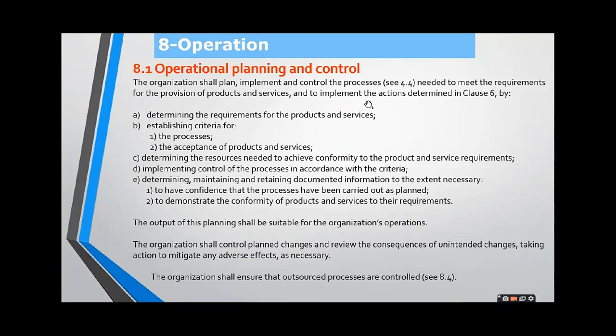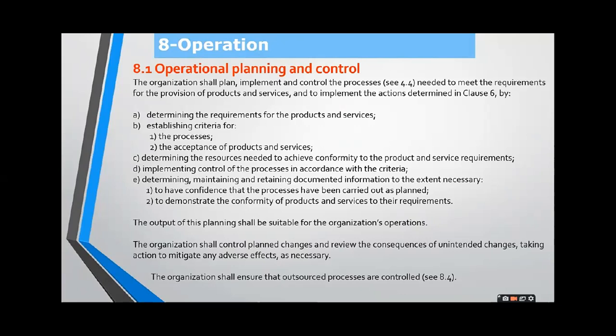Okay, so let's start. See, part A in clause 8.1 is the determination of the requirements regarding the products and services. In that, you have to identify the products and services requirements. You have to understand what customers and other stakeholders expect from you or from your offering or services. Whereas part B is for establishing the criteria, where you will define the quality standards for both your process and the final product and services.